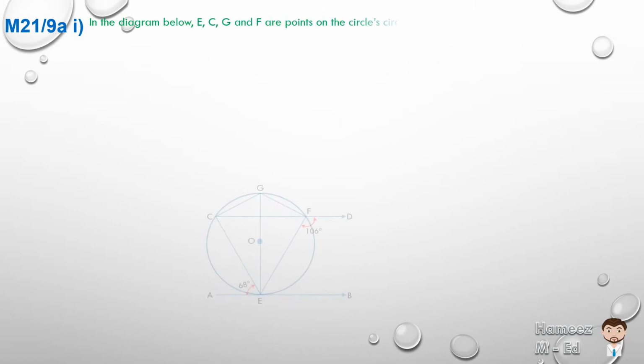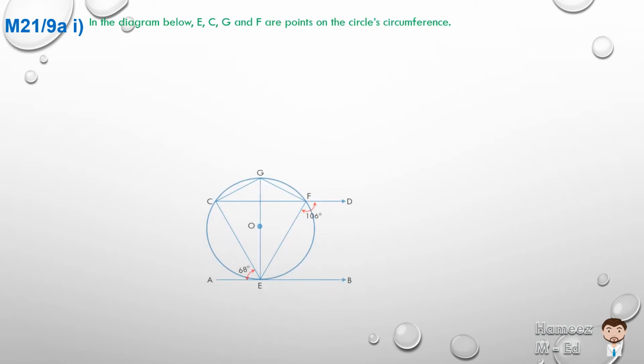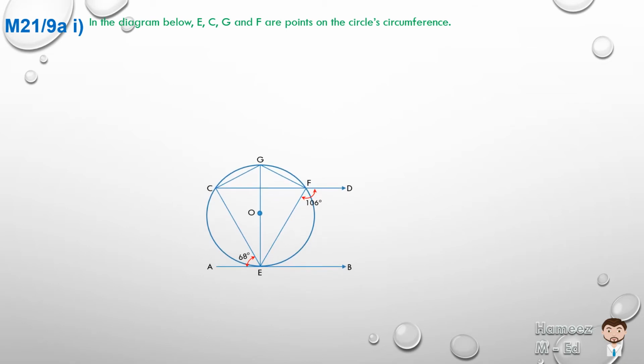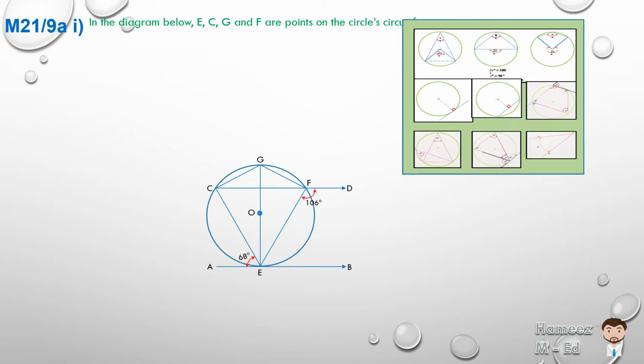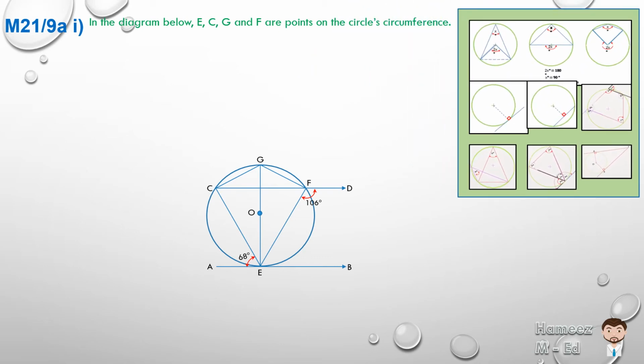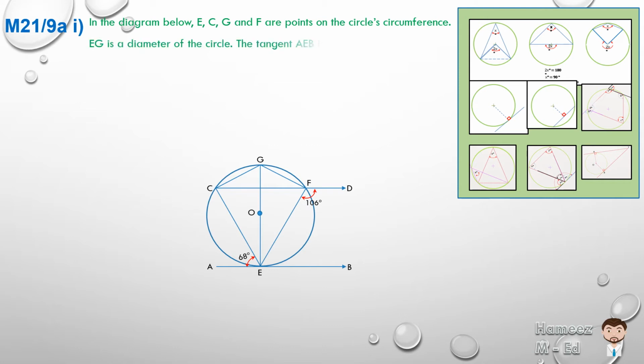May 2021, number 9A, part 1. In the diagram below, E, C, G, and F are points on the circumference of a circle, and these points can be connected by straight lines forming a cyclic quadrilateral. And if we look at the rules on the right-hand side, we can see the 6th rule deals with cyclic quadrilaterals. EG is the diameter of the circle, and if we recognize that and we look at the rules on the right-hand side as well, we can see that the 2nd rule deals with diameter.